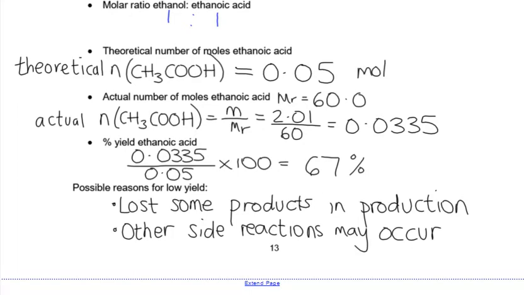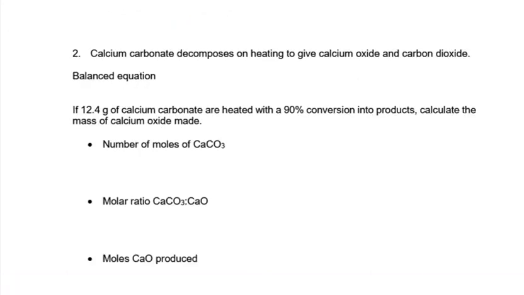That's how we would calculate a percentage yield. So we'll have a go at another example. Our second example looks at the decomposition, and remember decomposing is just breaking down using heat, so no other reactants, into calcium oxide and carbon dioxide. Pause the video and see if you can write a balanced equation.